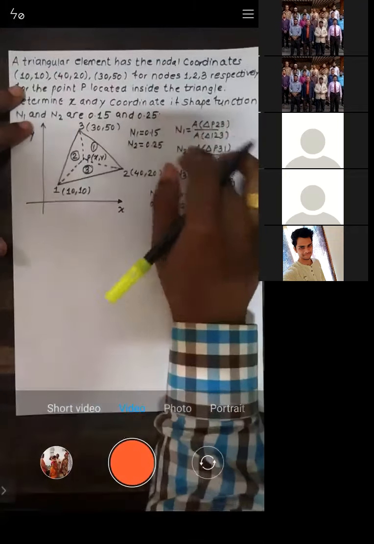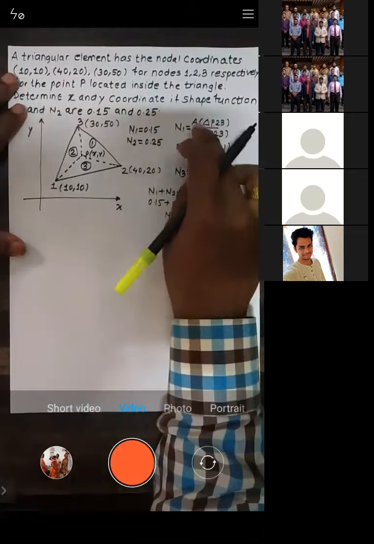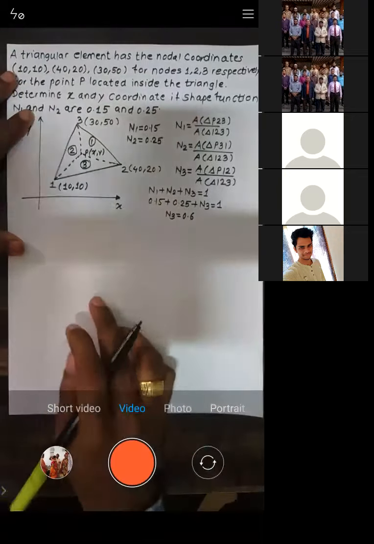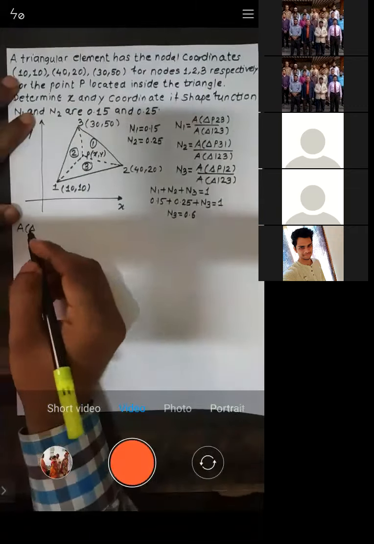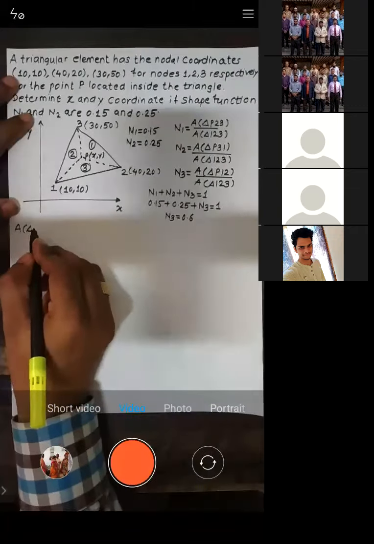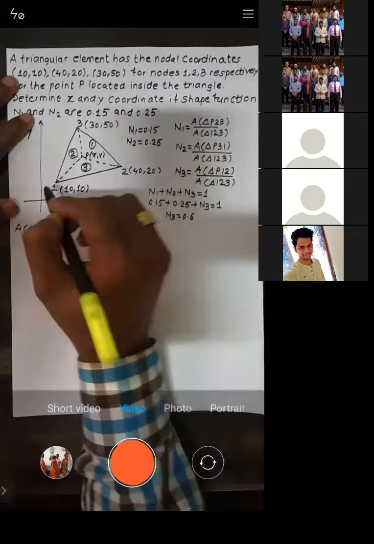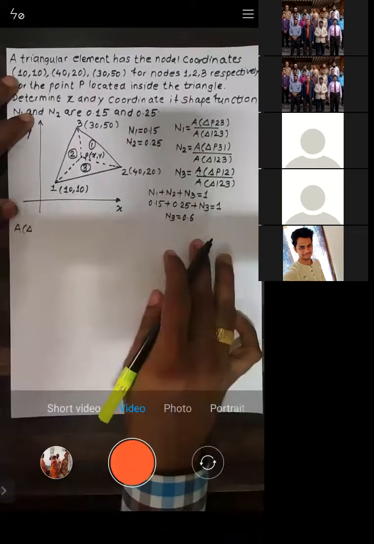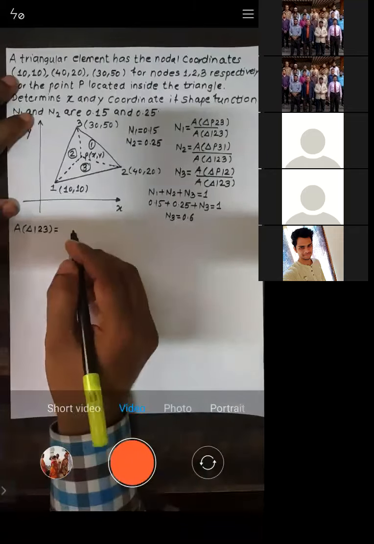Now come back to this formula. I need N1. How will we calculate N1? N1 is equal to the area of triangle P23. So I need to calculate the area of triangle P23. Before that, let's calculate the area of triangle 1, 2, 3, because all coordinates are known. So I will calculate the area of triangle 1, 2, 3.